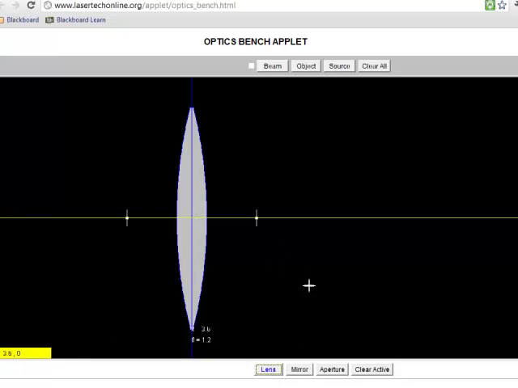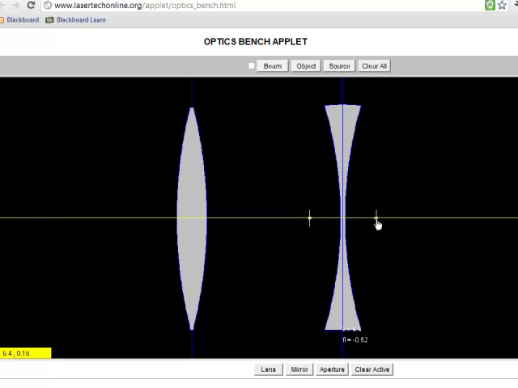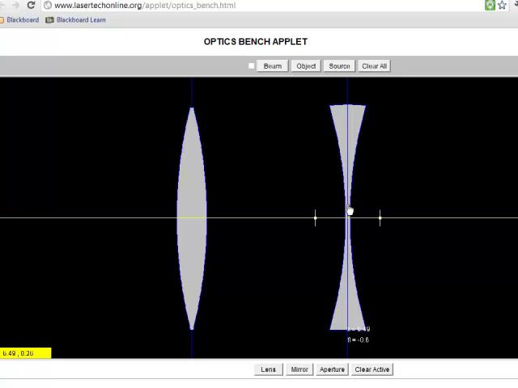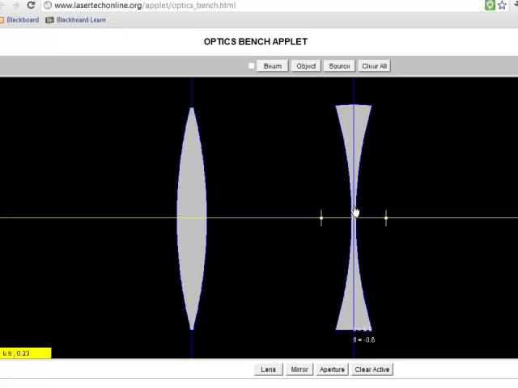Then I'm going to put a concave lens in there, and what I do is I push the focal point to the other side, and there it is. Notice that I had to use a different applet here, so my focal length should be negative 0.6. Where'd it go? There, right there. Okay, and then the lens should be 30 centimeters away, so 6.6 right there.